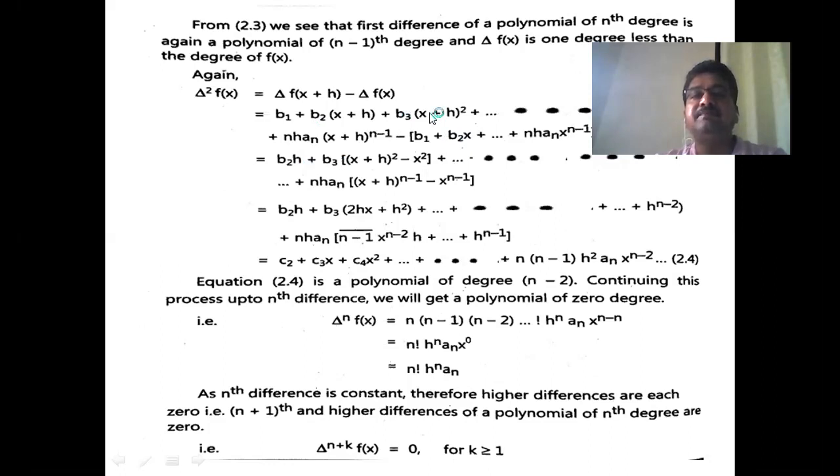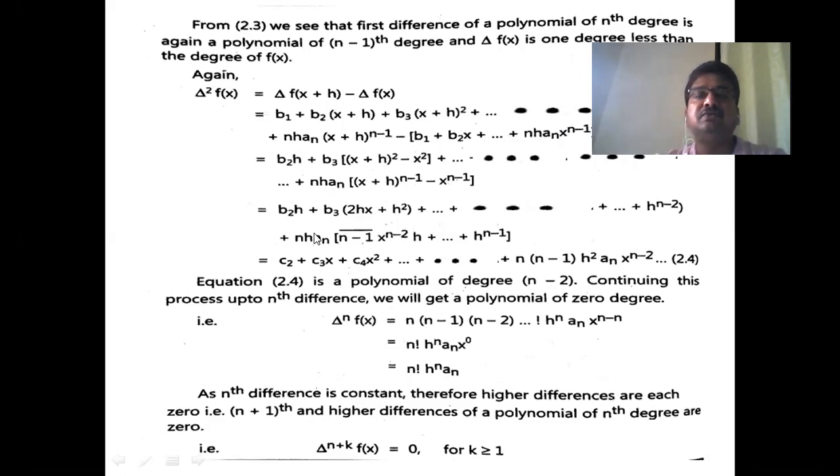Then take this b3 and this term b3x square. Take b3 as common. So what do we have in the bracket? (x plus h) square minus x square. In this way, observe this term n hn. Take n hn as a common factor, and what do we have in the bracket? (x plus h) raised to n minus 1, minus, because of this negative sign, x raised to n minus 1.